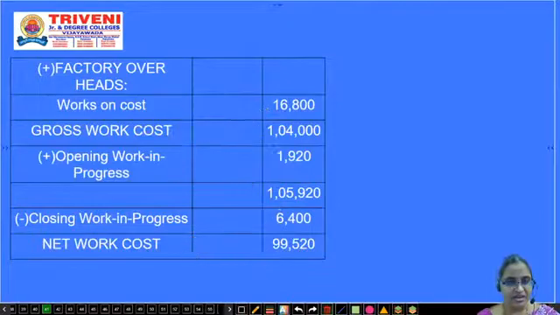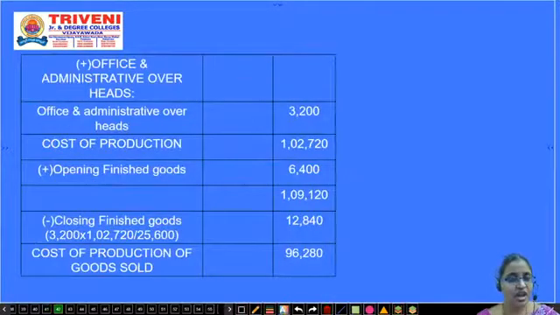After that, the continuation, add office and administrative overheads. All the items related to the office must be taken. In that sum, office and administrative overheads of 3,200 was given. So now the 3,200 was added to net work cost. Net work cost plus 3,200, now you got the amount 1,02,720. It was named as cost of production.